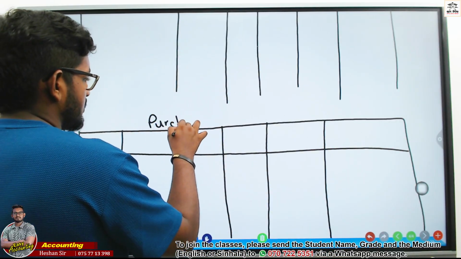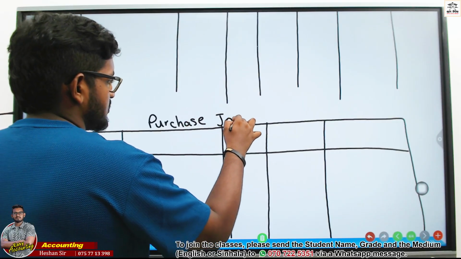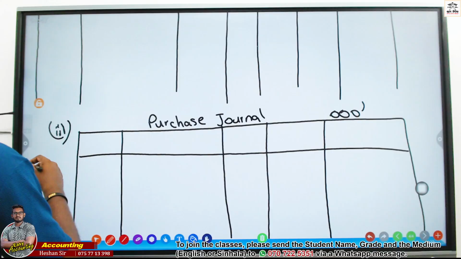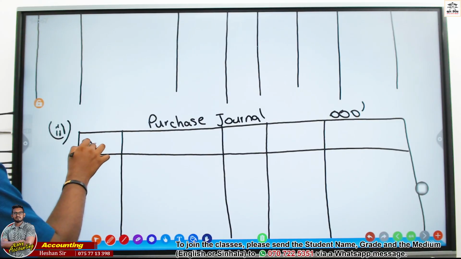Can you hear me? Purchase journal. Right? Thousands. Date, detail.